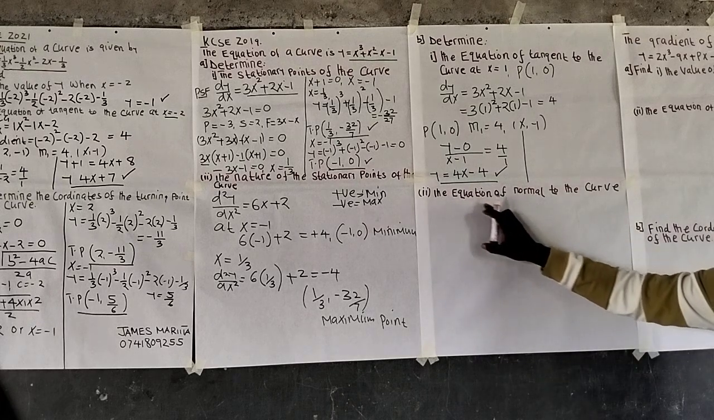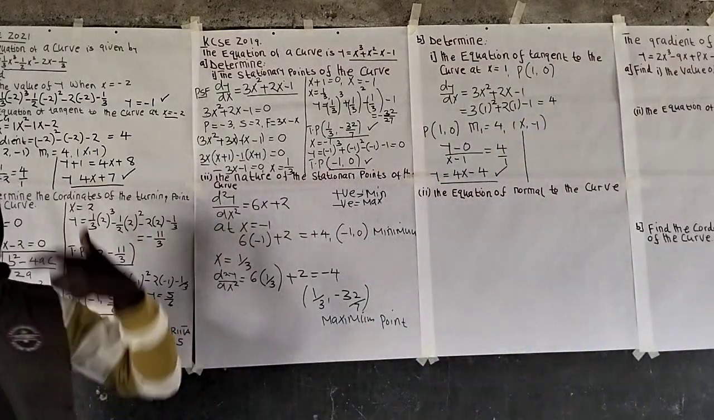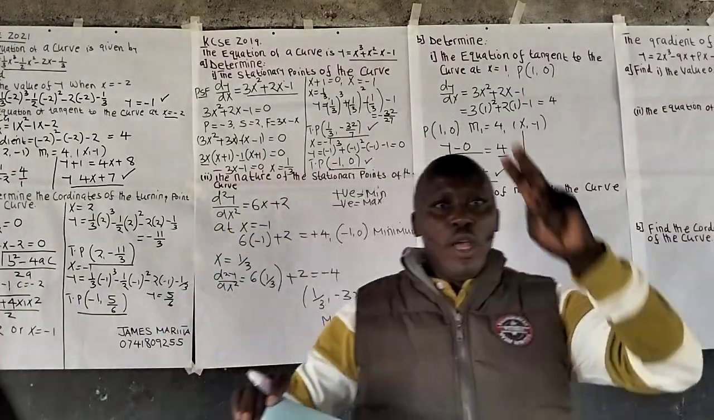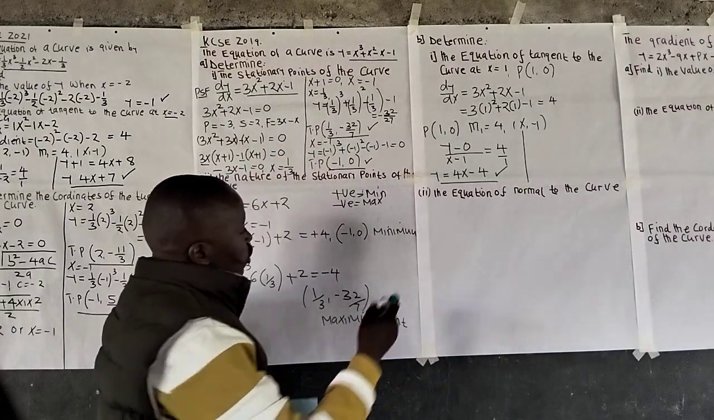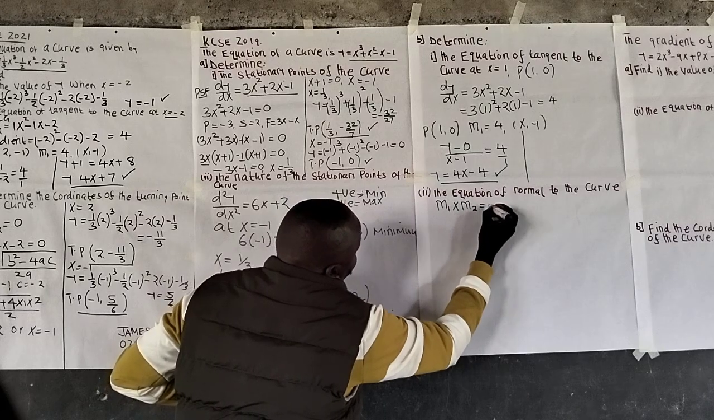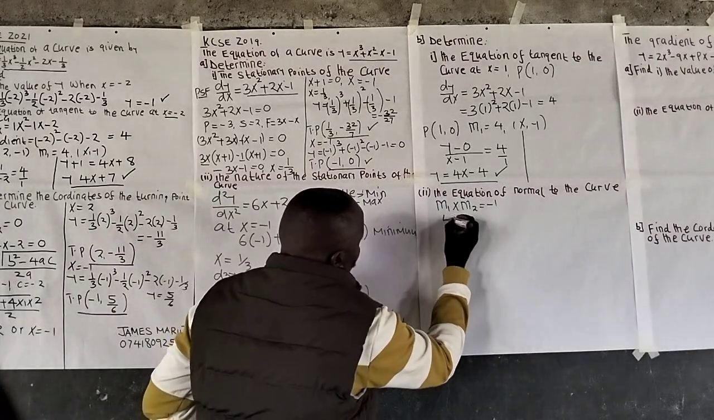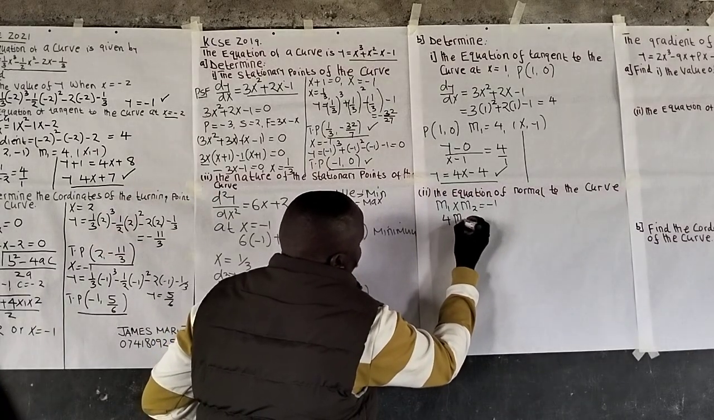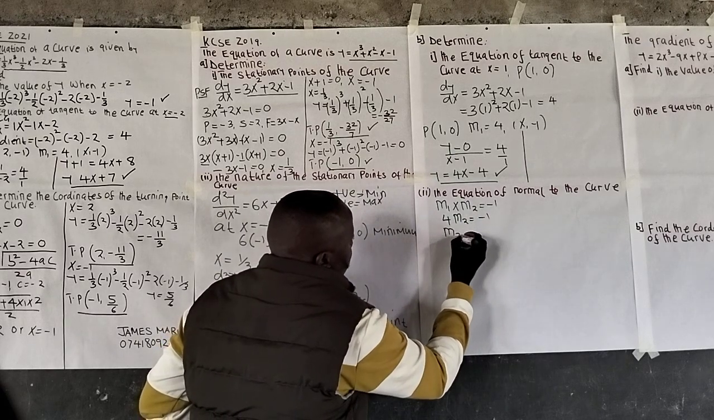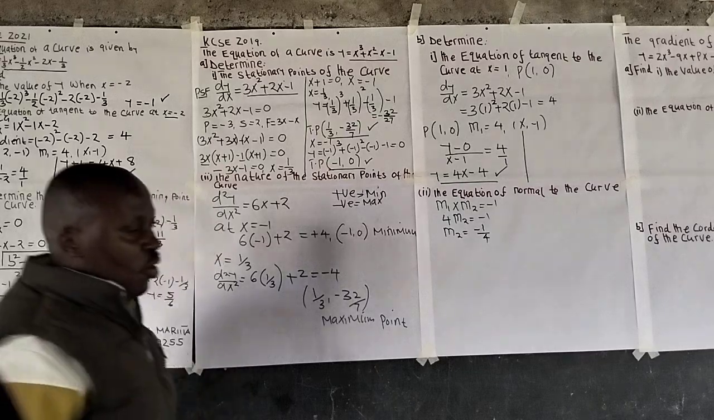Then Roman 2, the equation of a normal to the curve. The equation of a normal to the curve, like in form 2, is like we are finding the equation when the lines are perpendicular. So when lines are perpendicular, from form 2 you understand that gradient 1 times gradient 2 is giving us -1. Since we have our gradient 1 here as 4, we have 4 times m2, gradient 2, which is giving us -1. So our gradient m2 is equal to -1 all over 4.